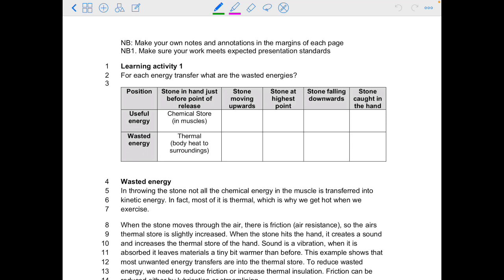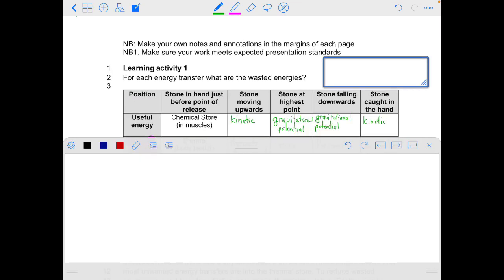So, thinking back to our initial example of throwing a stone in the air, where is the wasted energy? What happens that creates wasted energy, energy we don't use? So first write in your useful energies and then write down your wasted energies. So here are your green pen answers. Make sure you do have them down in your book.